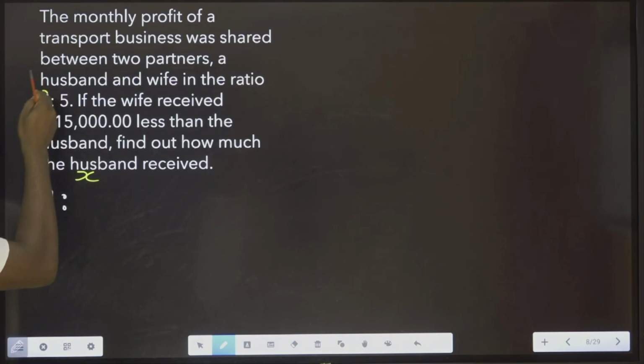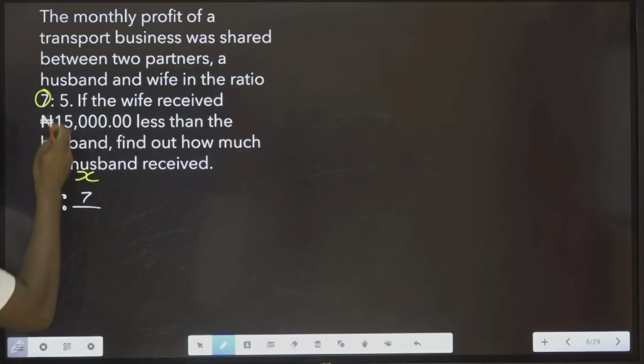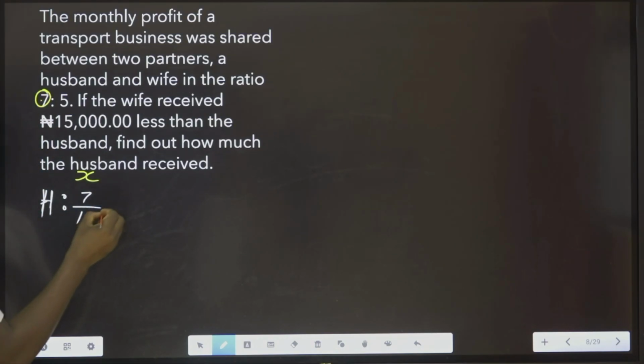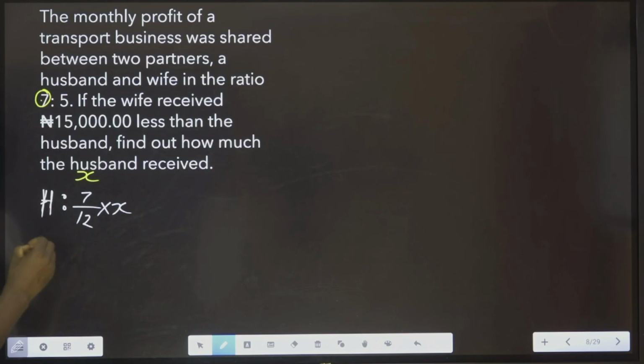So we go for the ratio. Husband to wife is 7:5. So for husband is 7, that is 7 over the total. That is 7 plus 5, giving us 12, multiplied by what was shared all together. For wife, it is 5 over 12 multiplied by what was shared all together.